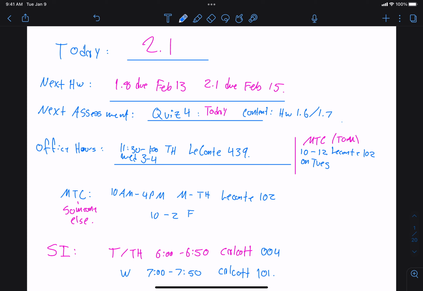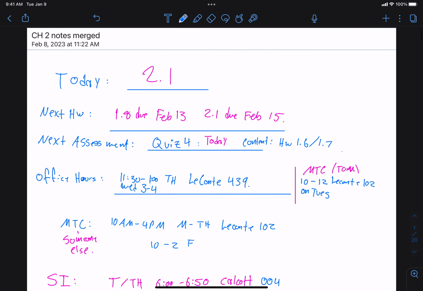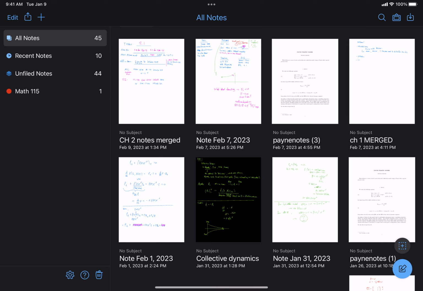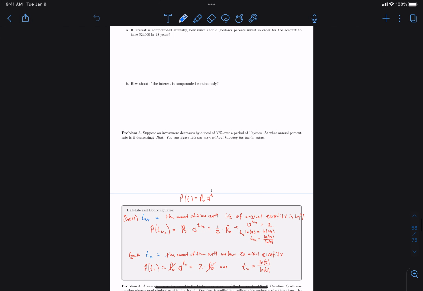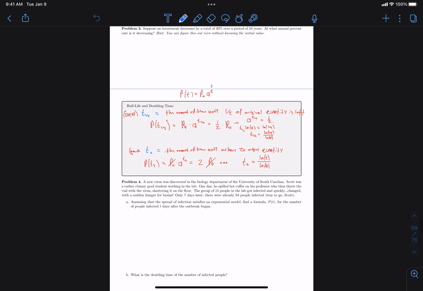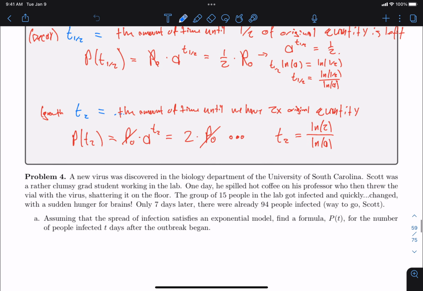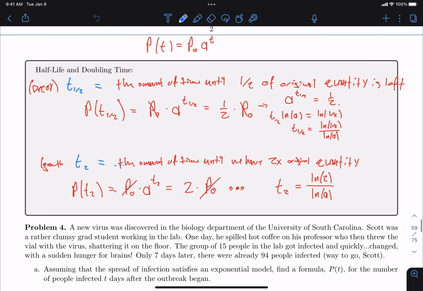Of half-lives? Sure. Why don't we do that now? Okay. So the request was for a quick review of how to figure out what is the half-life or what is the doubling time of a quantity which is growing or decaying exponentially.